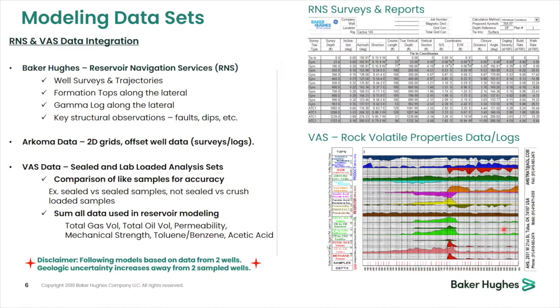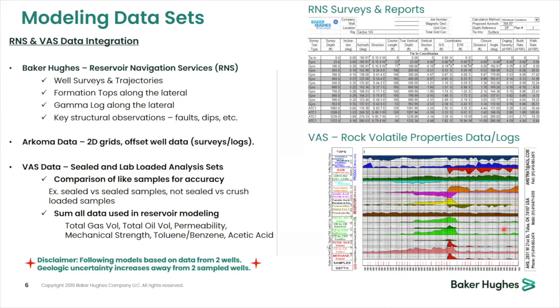Now we're going to move over to the data sets that were used in the modeling and visualization. With this project, we had a unique opportunity to integrate our RNS and VAS data sets. Baker Hughes provided the client with both drilling and geosteering of their wells. Our reservoir navigation service team was able to provide the well surveys and trajectories, the formation tops, target zone information, and also the gamma ray that was captured along the lateral while drilling, and some key structural observations that were made too.